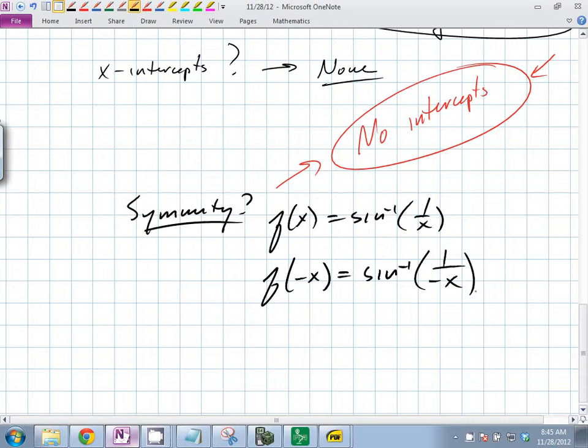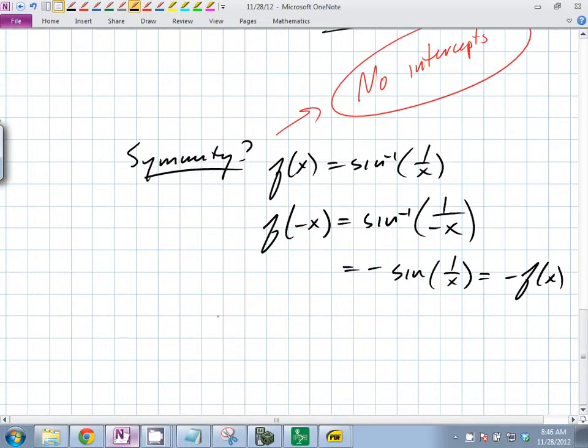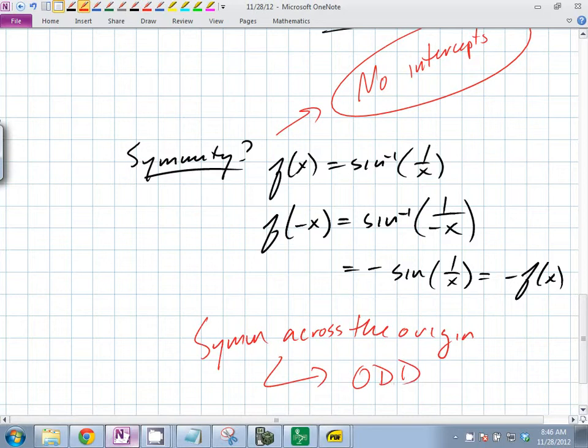And the question is, do you remember your sine inverse rules, or rules for sine? Is it symmetric about the origin? So this actually equals negative sine inverse of 1 over x, which is equal to negative f of x. So what kind of symmetry does this have? Symmetry across the what? The origin. So what kind of function is that? You said it, Fawn. It's an odd function.